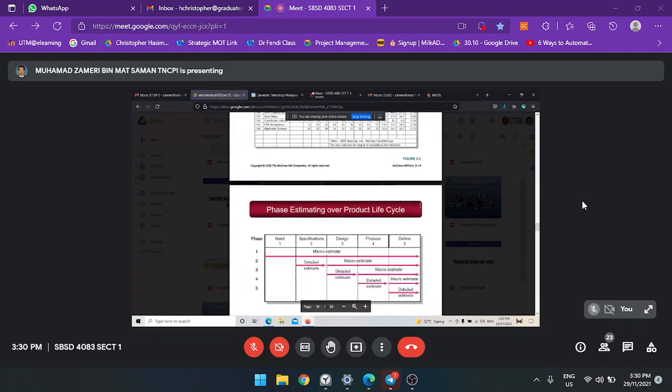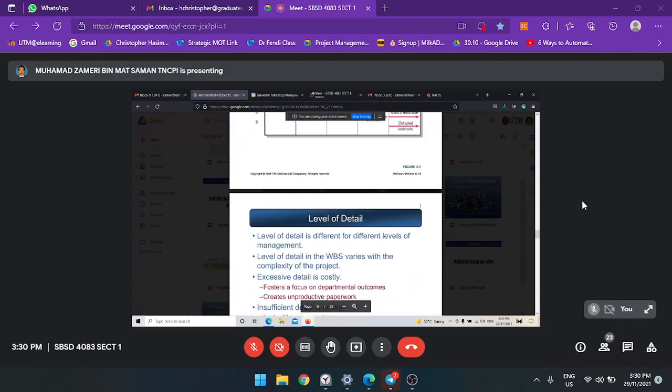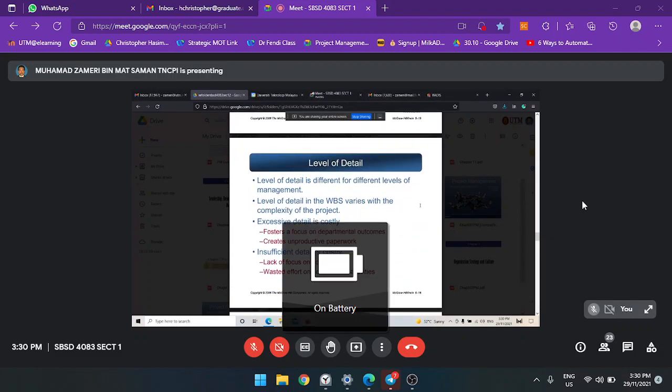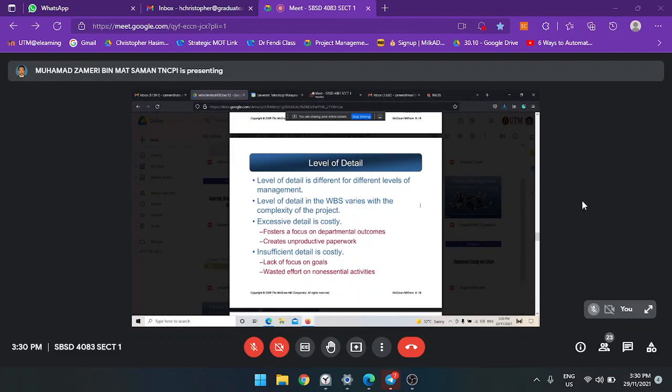Okay, I skip this. I also skip this. And then, how about the level of detail of the estimate? There's no need to estimate in detail, but the most important thing is that we can estimate the main parameters. We can estimate time and cost for each activity. That means we estimate as one package.